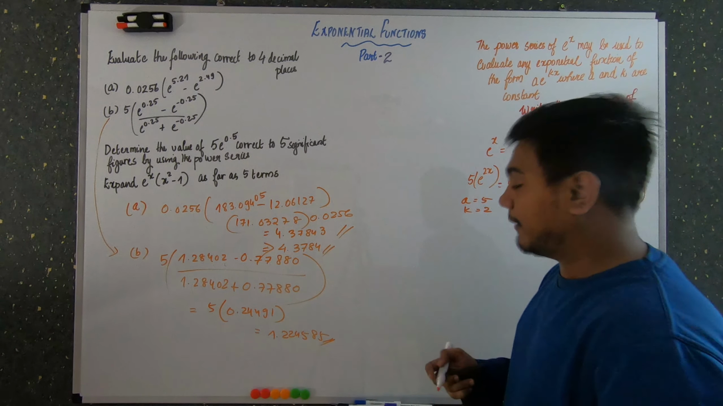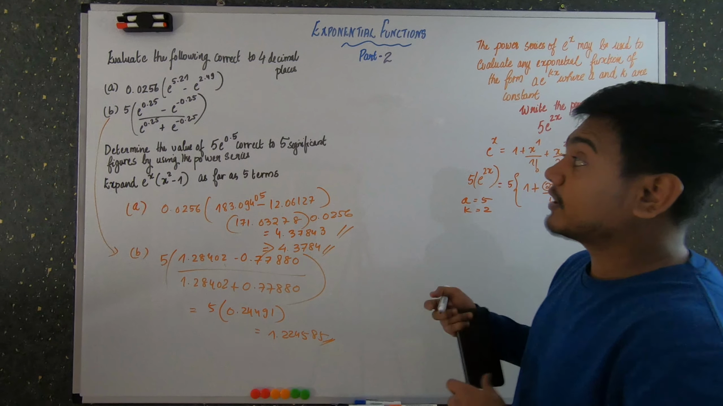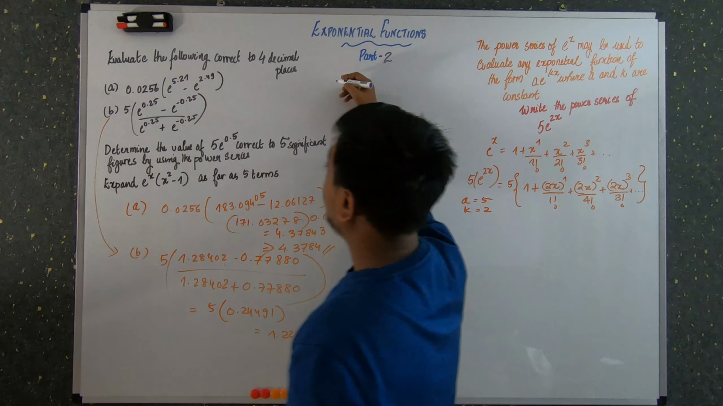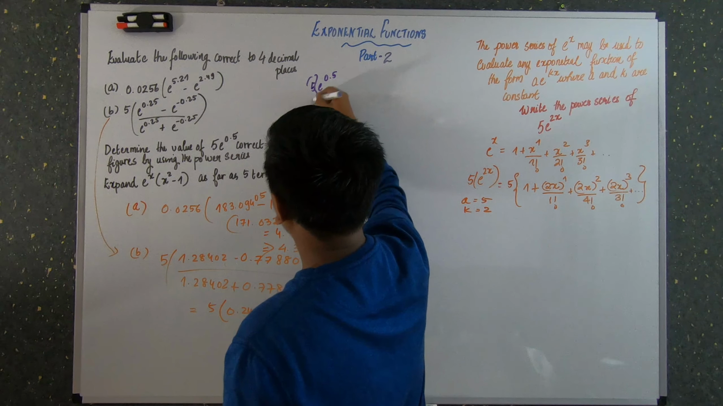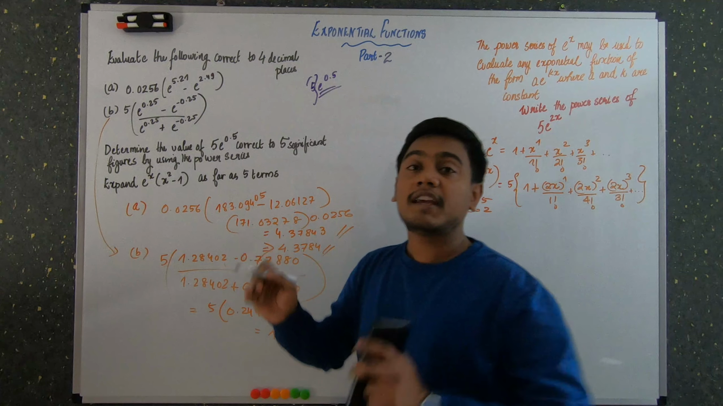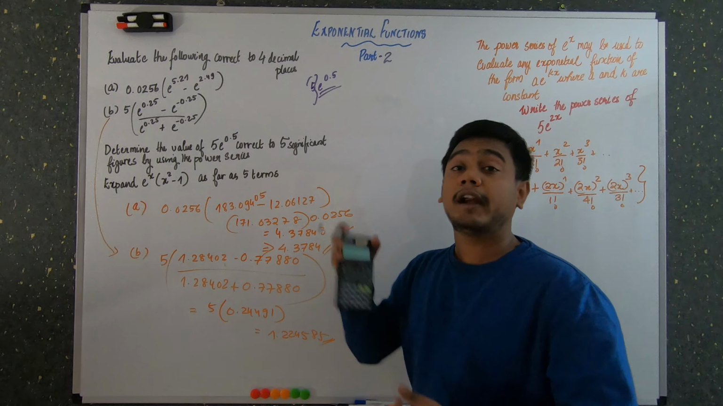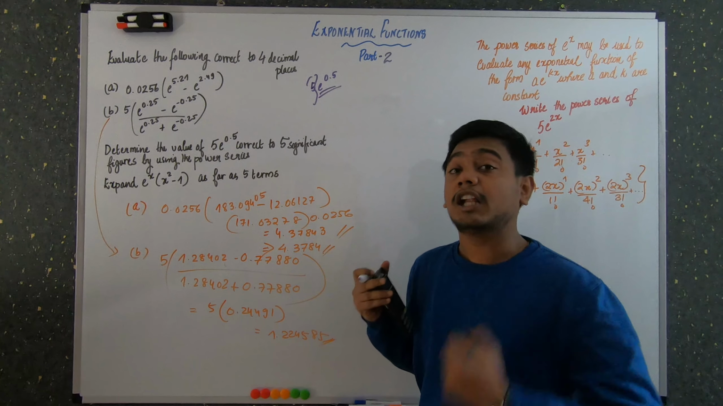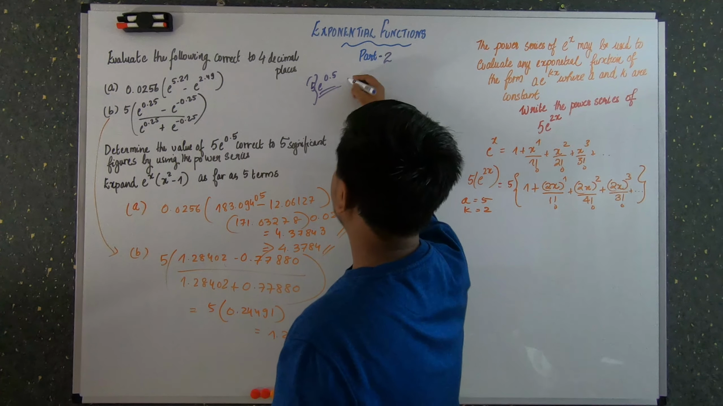Okay, the first problem, 5 e raised to 0.5, correct to 5 significant figures by using the power series. So I need to find 5 e raised to 0.5. Let's take this 5 outside. First, let's find what is e raised to 0.5, and then this value can be multiplied with 5 to find the final answer. Again, you need a scientific notation calculator to do it fast. Otherwise, it is a really time consuming process if you don't have a calculator with you. Okay, so let's directly start.